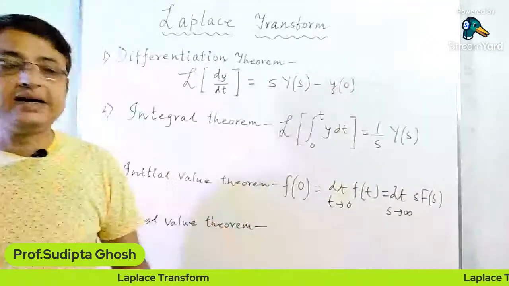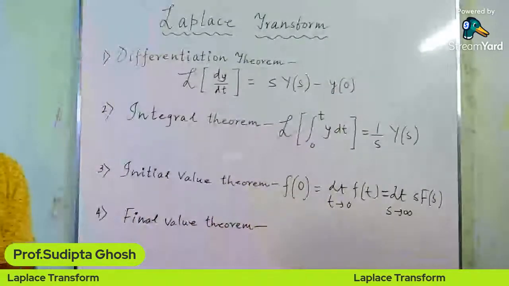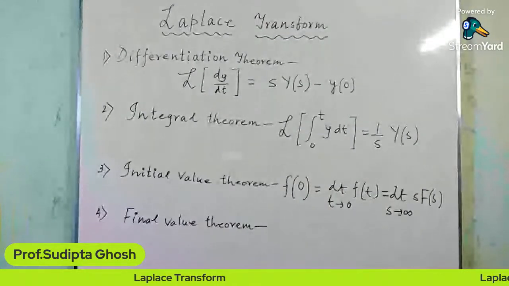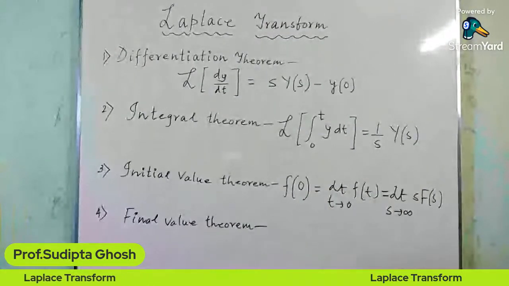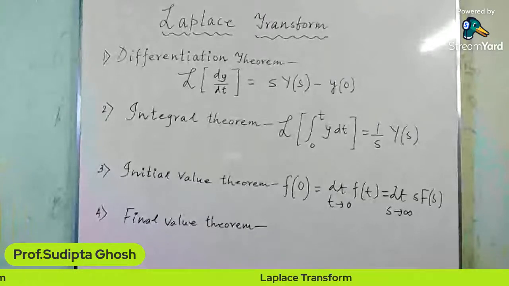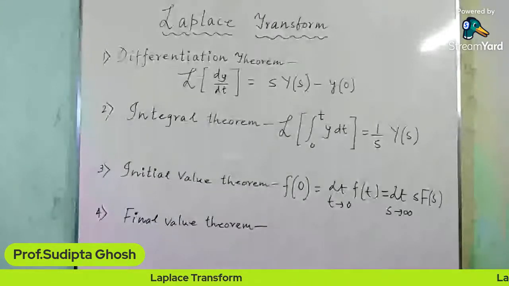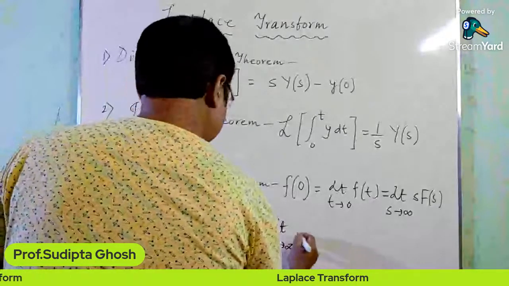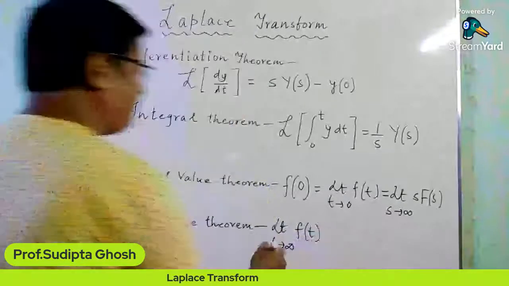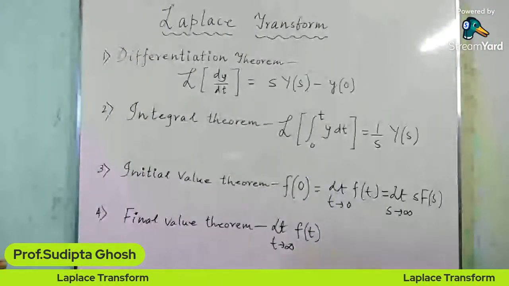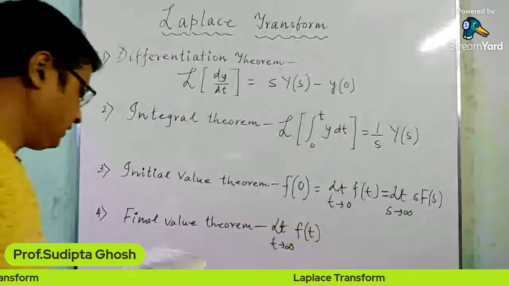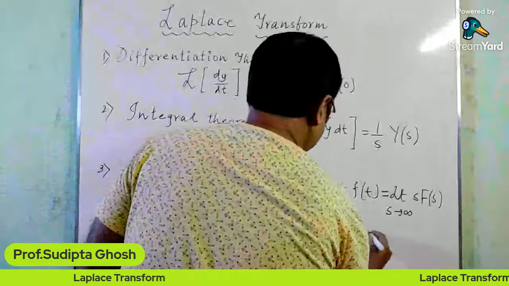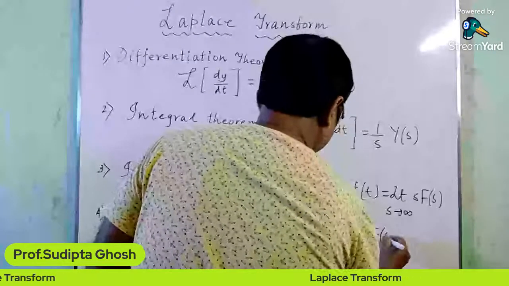So now let's move on to the last theorem, the final value theorem. The final value theorem tells us that if the Laplace transform of f(t) and its first derivative exist, then limit t tends to infinity of f(t), that is the final value of the function f(t), can be given as limit s tends to 0 of s·F(s).